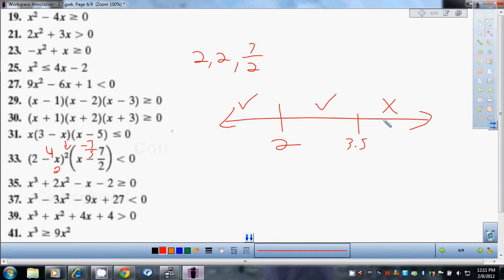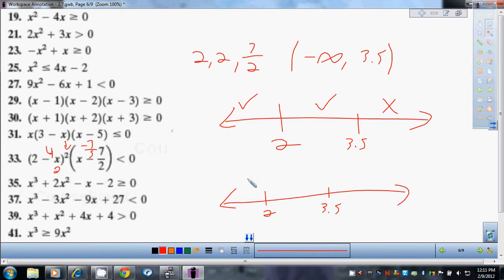I don't really care how you write your answer, but I think what Mary Kate was asking earlier was on the test, there could be any number of ways it could be written. This one might be written negative infinity to 3.5, parentheses, parentheses. Or it could be like this. Here's how it could be on the test. That's a number line implying everything less than 3 1/2.